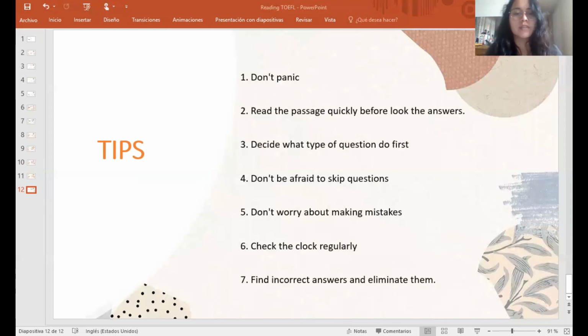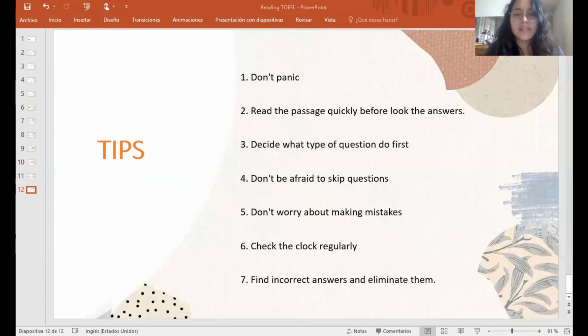Another tip is don't be afraid to skip questions. You can skip the questions if you don't understand, and this is a good way to manage time. Also, don't worry about making mistakes because in the reading passage there are between 12 to 13 questions, and if you make one or two mistakes, it is not a real problem.